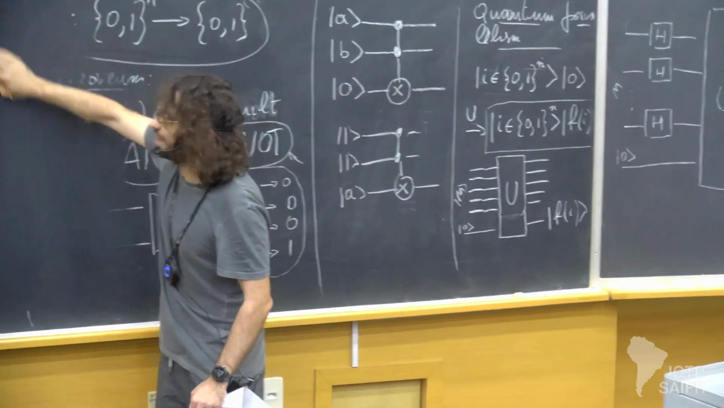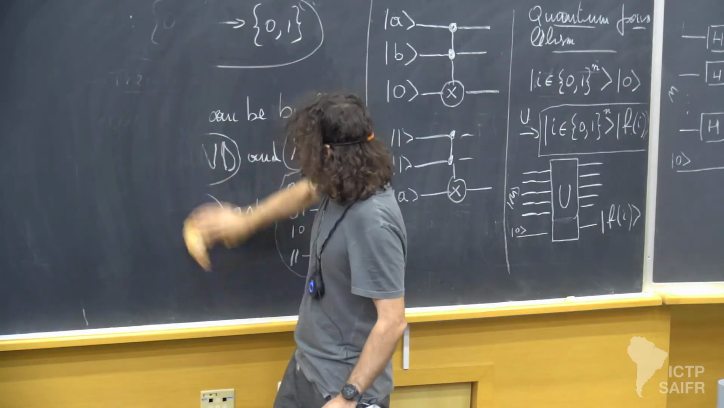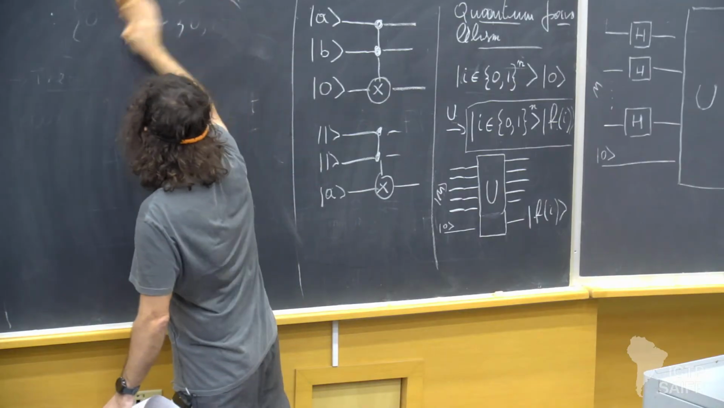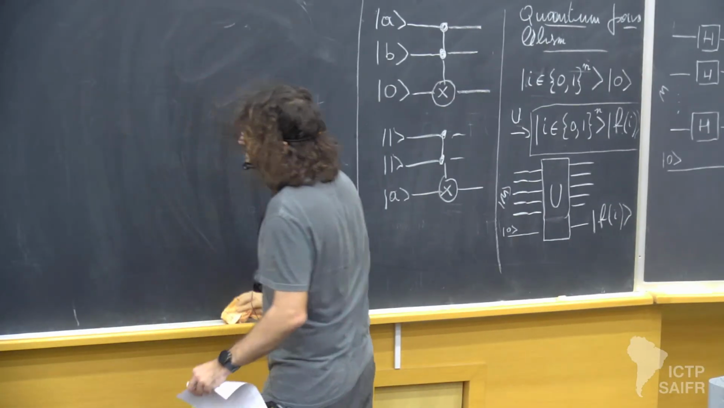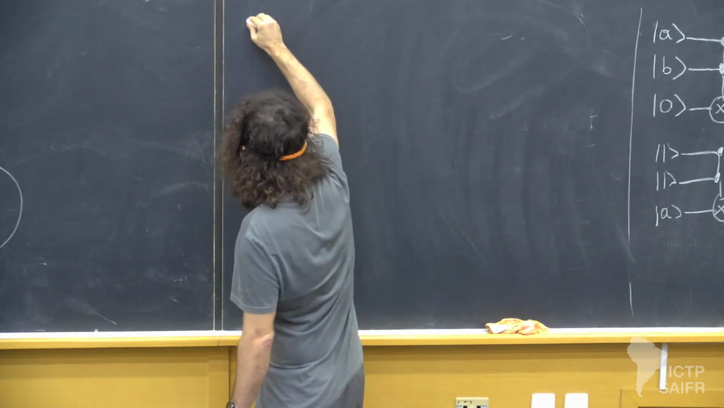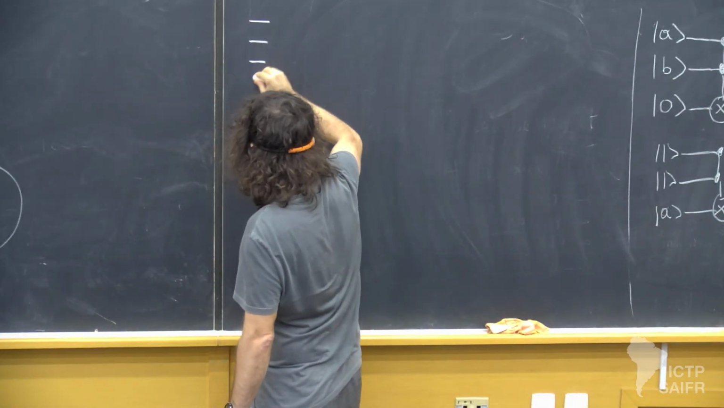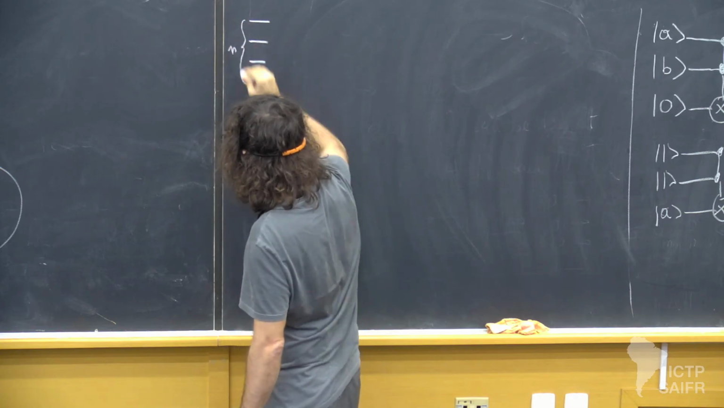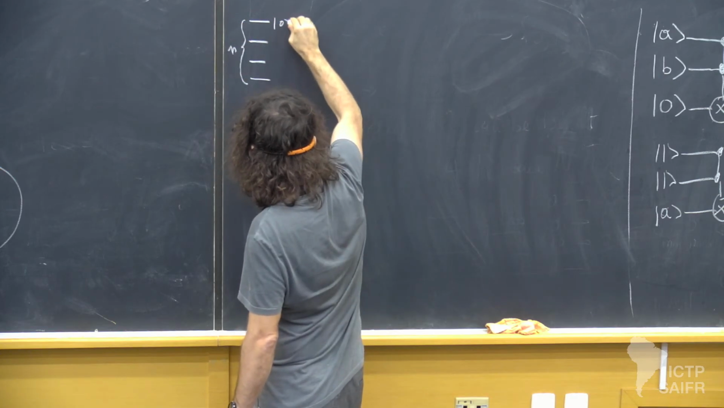Now, let's go quantum. And let's consider the following circuit. We have our n qubits, and they are all in 0.